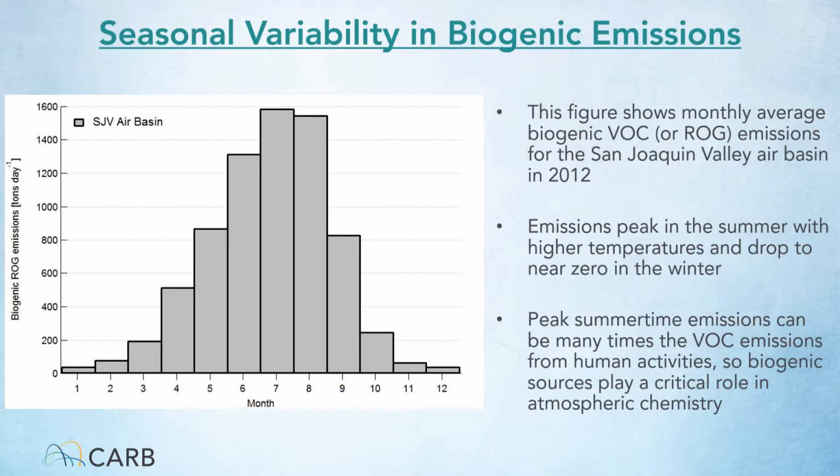Seasonal variability in biogenic emissions is important. This figure shows monthly average biogenic VOC, or reactive organic gas emissions, for the San Joaquin Valley Air Basin in 2012. When you look at the figure, you can see that emissions peak in the summer with higher temperatures and drop to near zero in the winter. Peak summertime emissions can be many times the VOC emissions from human activities, so biogenic sources play a critical role in atmospheric chemistry.